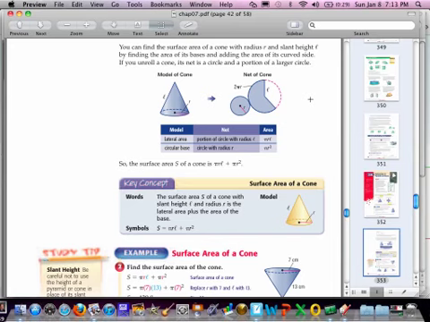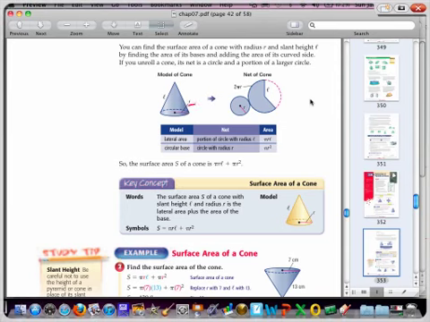Now let's say you want to figure out the surface area of a cone. And when it comes to a cone, we need to know two things. We need to know the radius and we need to know the slant height. We call that L. From those two things, we can figure it out. In other words, we need to know the distance from here to here and the distance from here to the edge of the circle. And from that, we can figure it out.